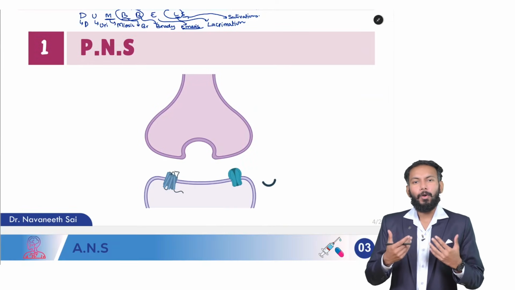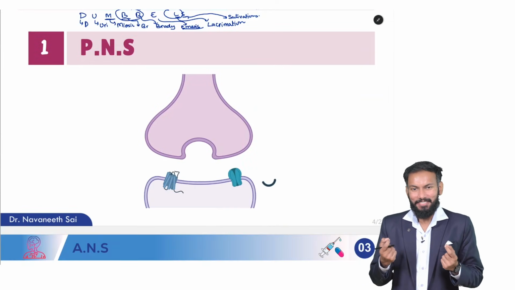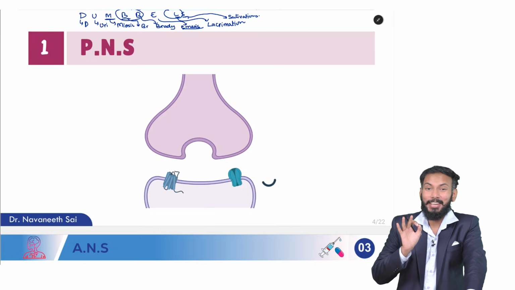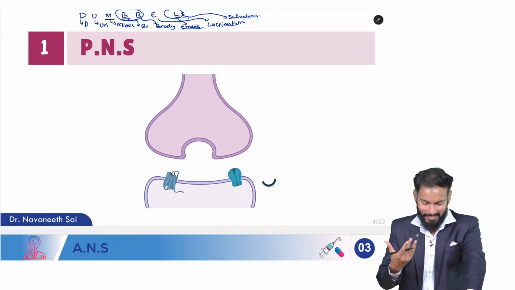Now you've gone through all of the basics, you'll understand why we have studied so much. So let us start with the drugs acting on the parasympathetic nervous system.